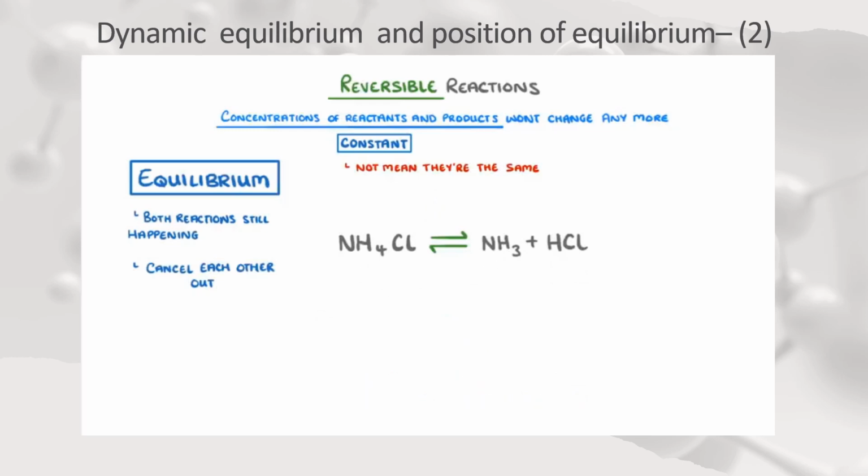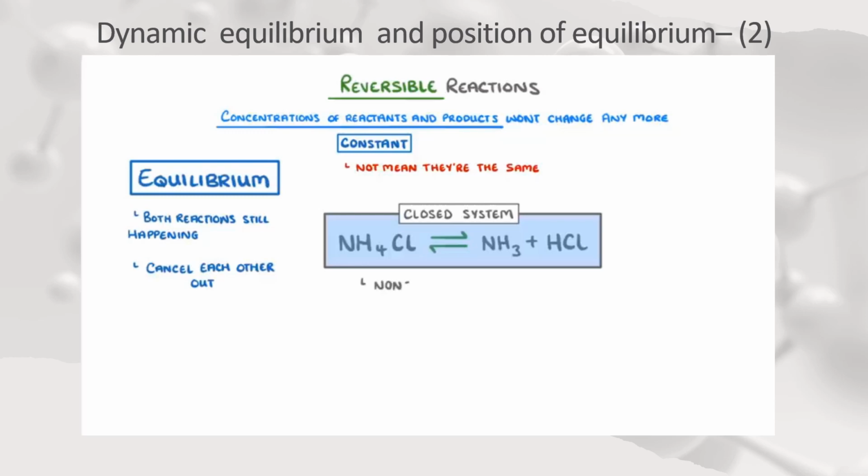Regardless of its position though, equilibrium can only be reached if the reversible reaction is done in a closed system, which means some kind of sealed environment from which none of the reactants or products can escape. Because if the products kept escaping, it would never reach equilibrium.